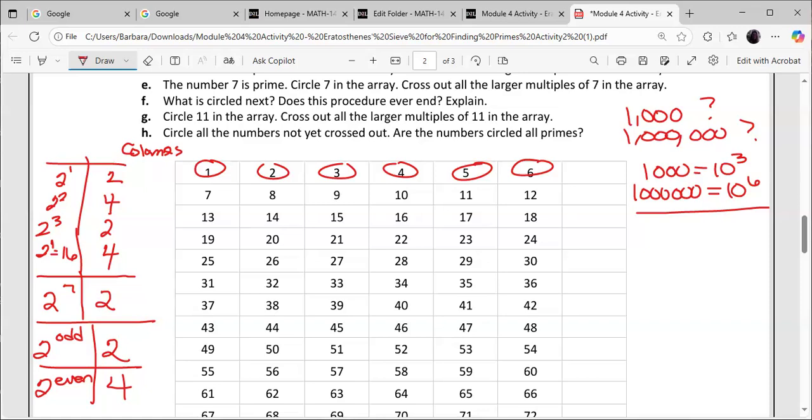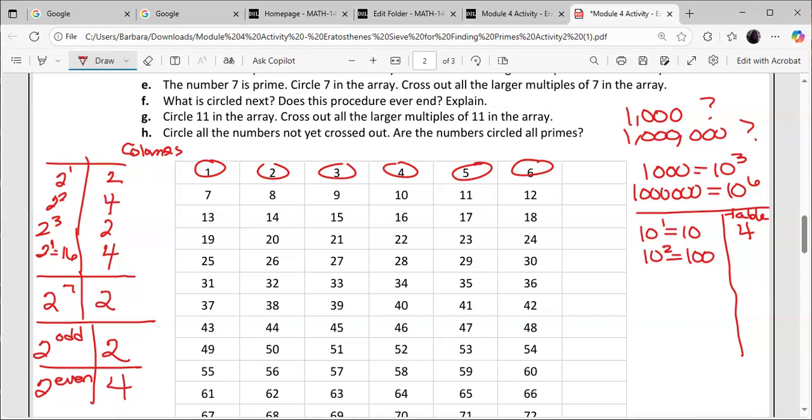So I broke it down: 10 to the first equals 10, which is in column 4, and 10 to the second equals 100, which is also in column 4. Again, I'm doing a table. That's a problem-solving strategy, and I'm also using a second strategy, which is creating a simpler problem.